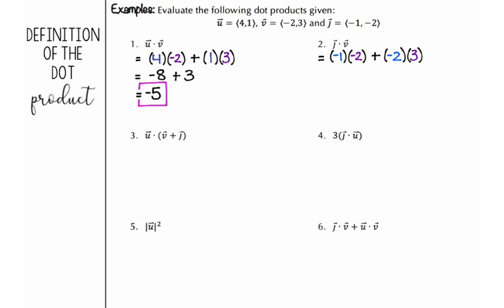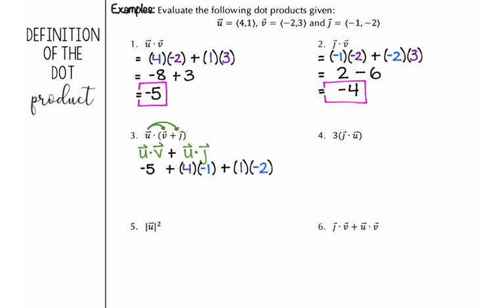We do the same thing in problem number 2. We multiply our a's, multiply our b's, and then add them together, and we get negative 4. Now for problem number 3, we're going to show it two different ways. First of all, what I can do is distribute that vector u and have vector u dot v plus vector u dot vector j. We've already done u dot v, so that's kind of convenient. Now we just need to do u dot j, and so we look up at the top at our vectors and we multiply our a's, multiply our b's, add them together, and we end up with negative 5 minus 4 minus 2, which is a grand total of negative 11.